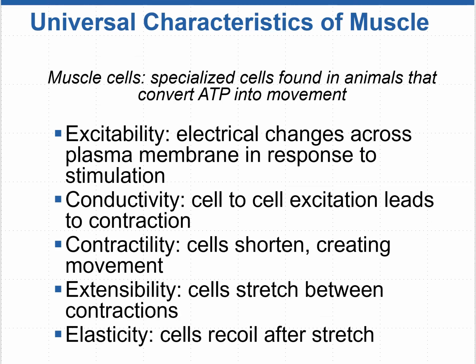They are able to contract, meaning they're able to shorten to create movement. They are extensible, meaning they are able to be stretched to create a contraction. And all different types of muscles are elastic. Elasticity is the ability to recoil. Once a muscle has relaxed, it should be able to contract, and when it's contracted, it should be able to relax. So all muscles are elastic, able to recoil to the resting length.